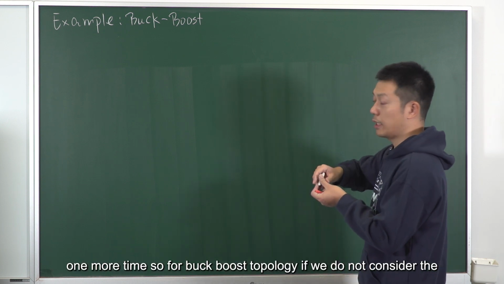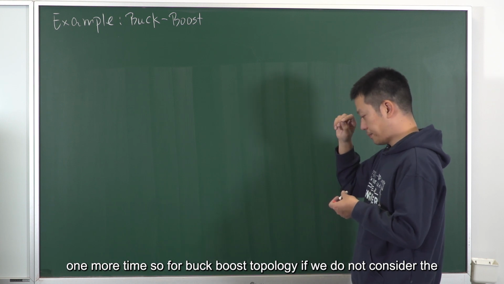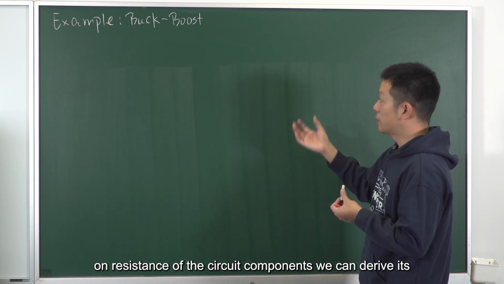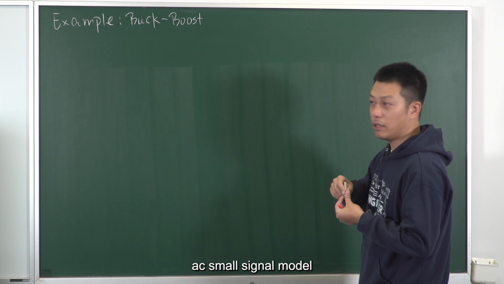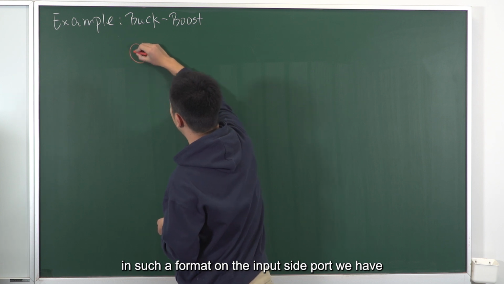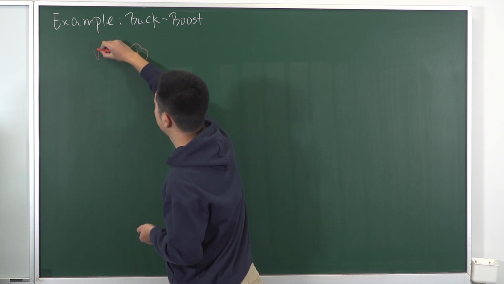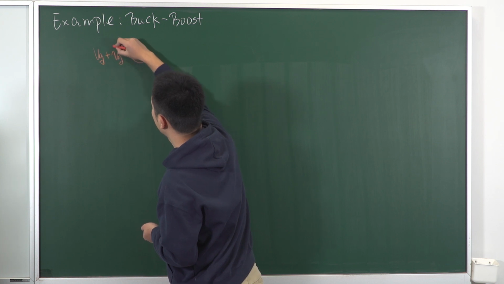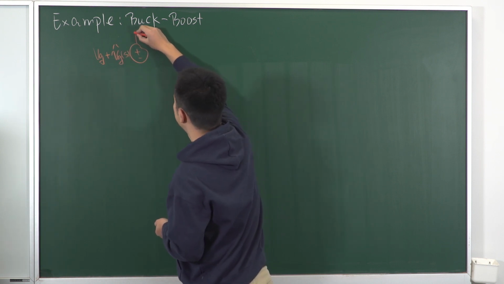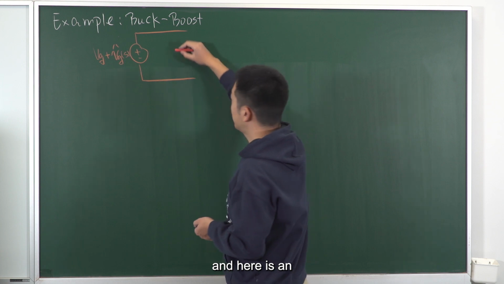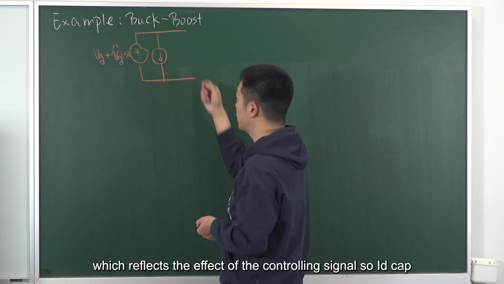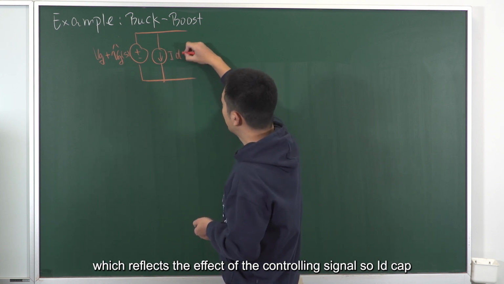For the buck-boost topology, if we do not consider the resistance of the circuit components, we can derive its AC small signal model in such a format. On the input side port, we have the input source, including DC bias and small signal AC. And here is an independent source which reflects the effect of the controlling signal, I d cap.